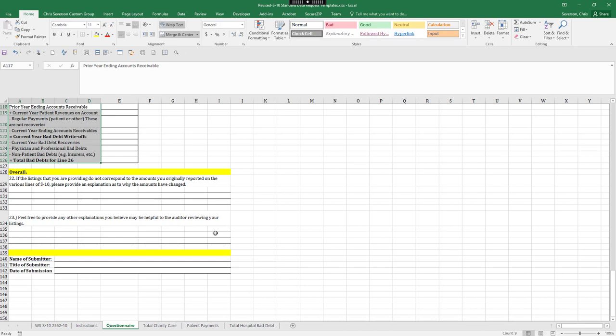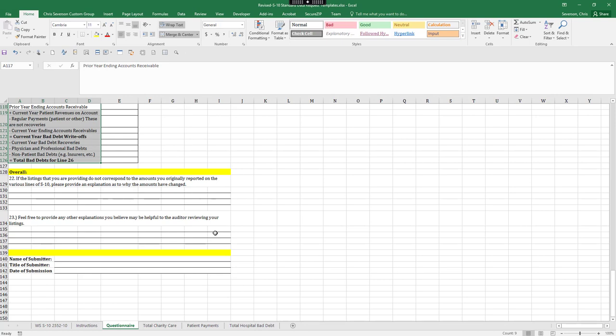And finally, we have the overall section. Question 22 says, if the listings that you are providing do not correspond to the amounts you originally reported on the various lines of S-10, please provide an explanation as to why those amounts have changed. So what has changed, basically? And then question 23 is just a catch-all. If you have any other explanations you think may be helpful to the auditor, then include that here as well.